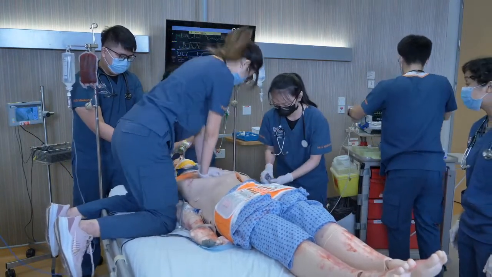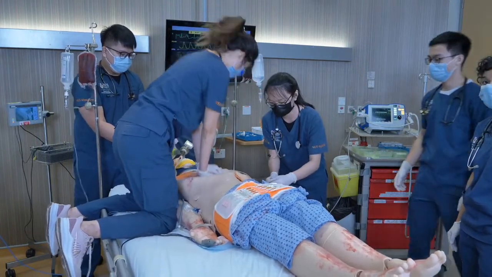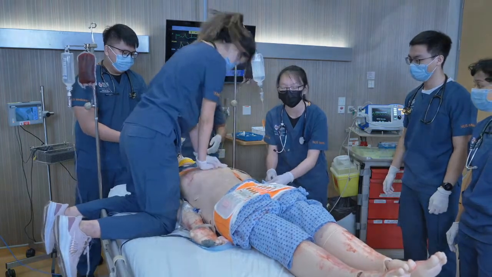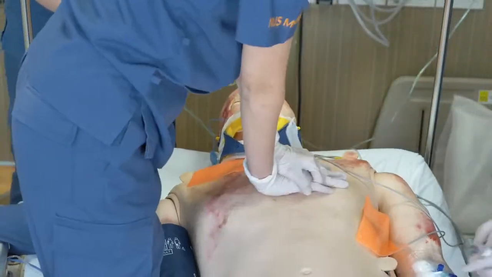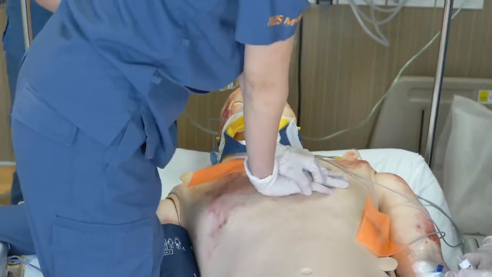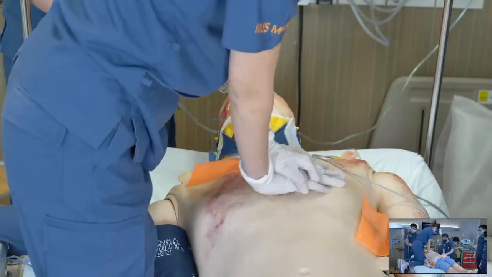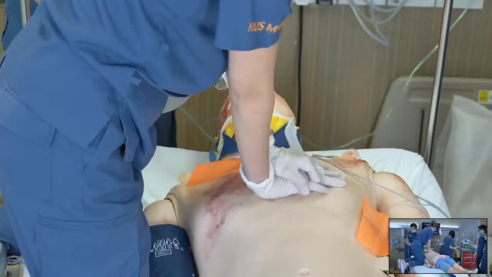Let's give the medication. What medicines are being given? Giving adrenaline and amiodarone. Okay, 150 milligrams. Okay, CPR is ongoing.